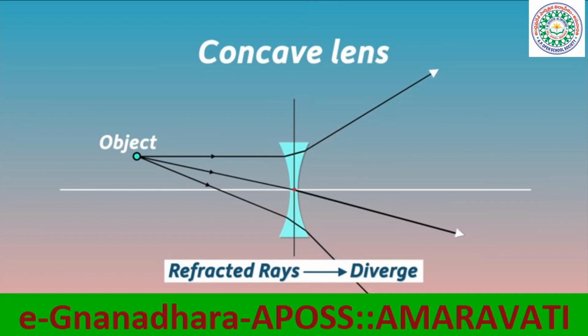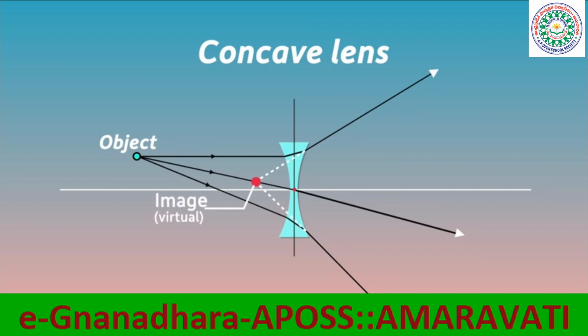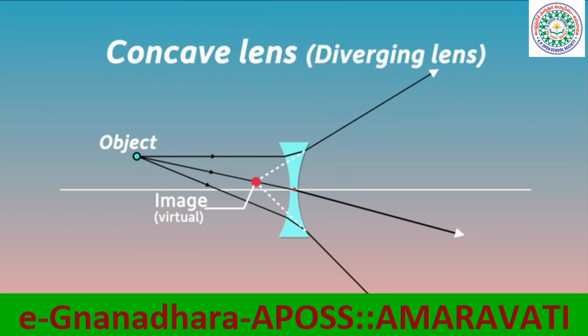But wait, since they do not intersect at a common point, does that mean no image is formed? Well, the image is formed. If we were to extend all these rays backward, they all meet at this point. The virtual image is formed at this point. So this is a pattern by which concave lens refracts rays of light. It diverges all the light coming from a point. Hence, it's called a diverging lens.